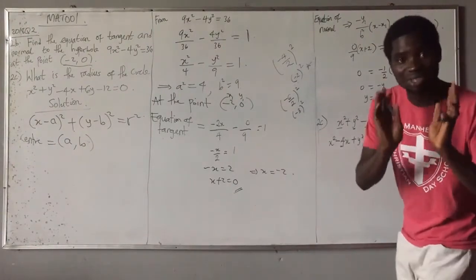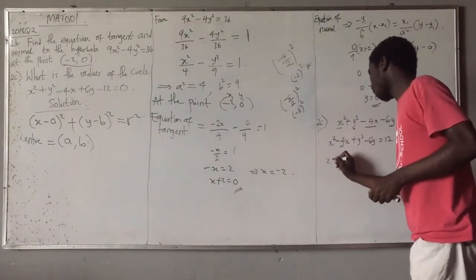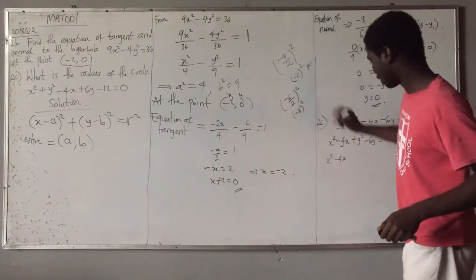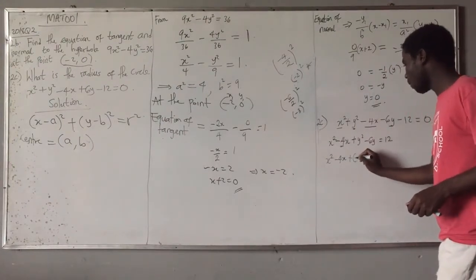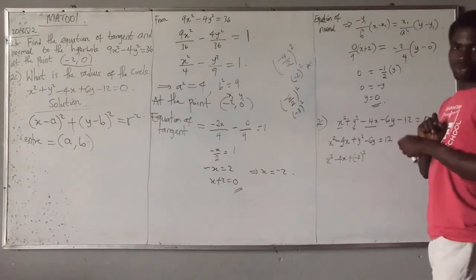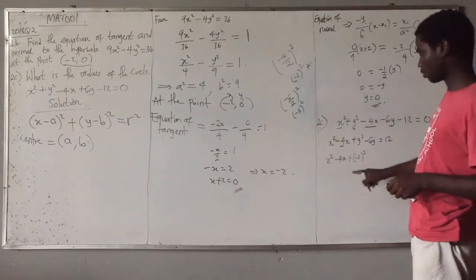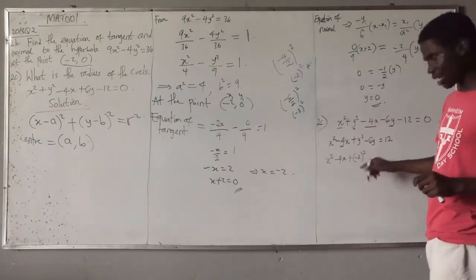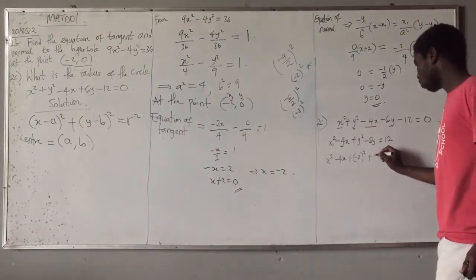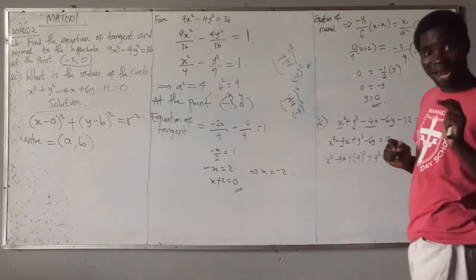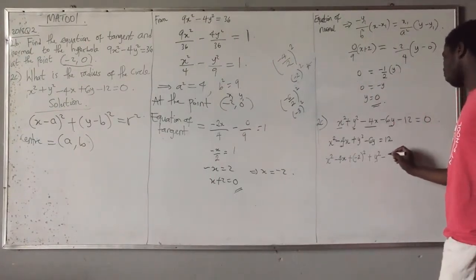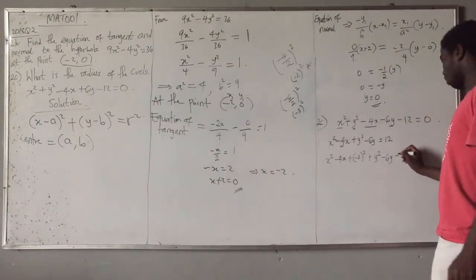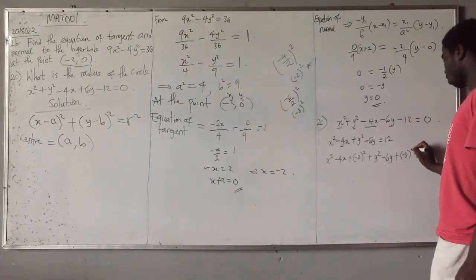Look at what I'm trying to say. x squared minus 4x, now I will add plus minus 2 all squared. Leave it for now. You will see what I'm doing. I've added something here, and I'm coming to plus y squared minus 6y. I will add minus 3 all squared.